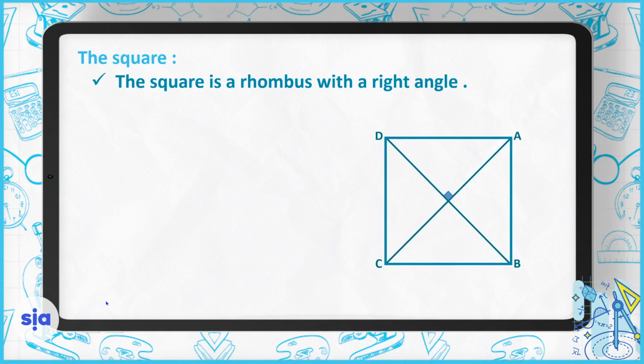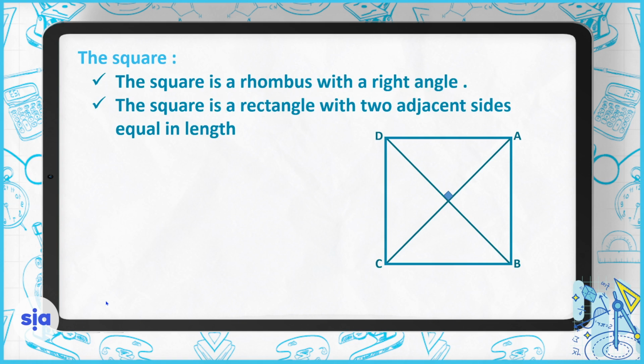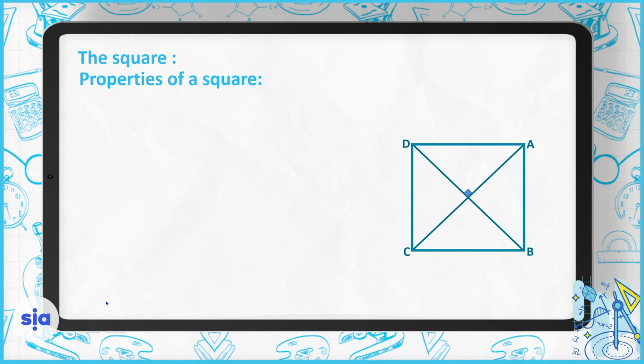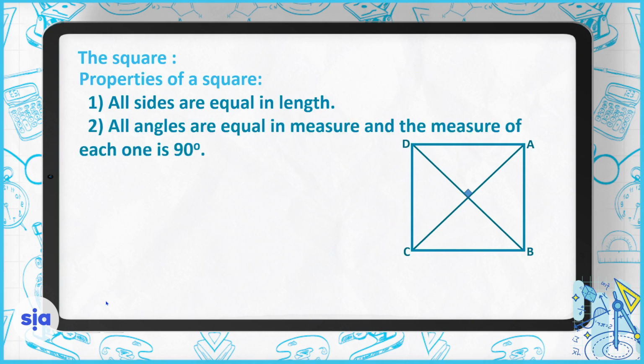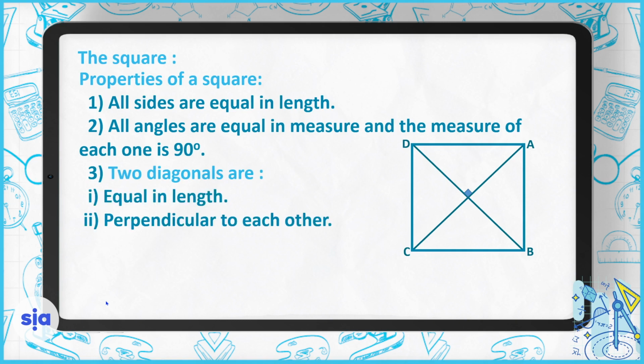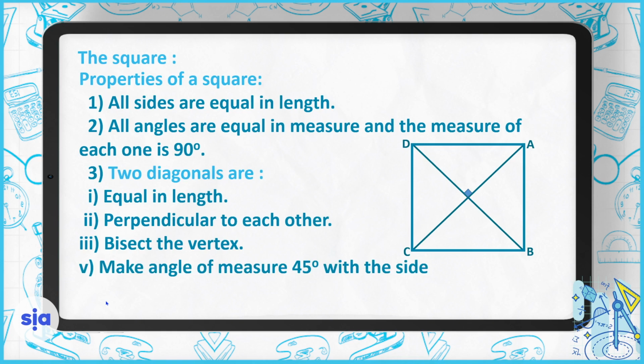The third figure we have is the square. The square is a rhombus with a right angle. The square is a rectangle with two adjacent sides equal in length. Let's now move on to see some properties of a square. All sides are equal in length, all angles are equal in measure, and the measure of each one is 90 degrees. The two diagonals of the square are equal in length, perpendicular to each other, and also bisect the vertex, and also make an angle of measure 45 degrees with the side.